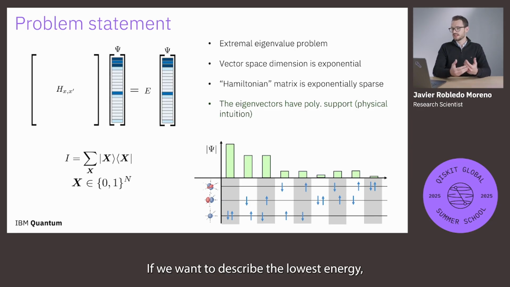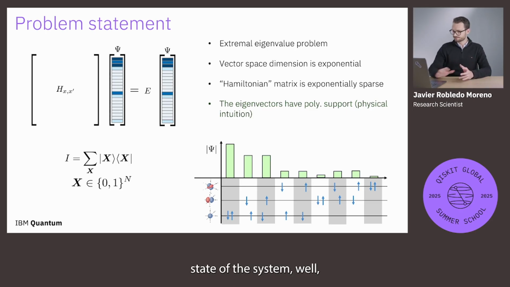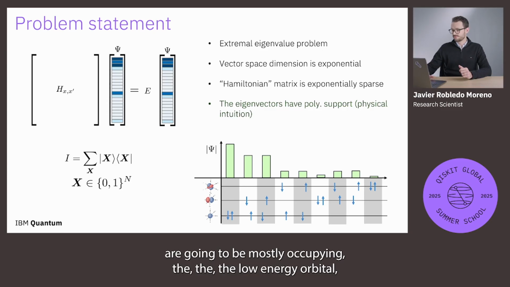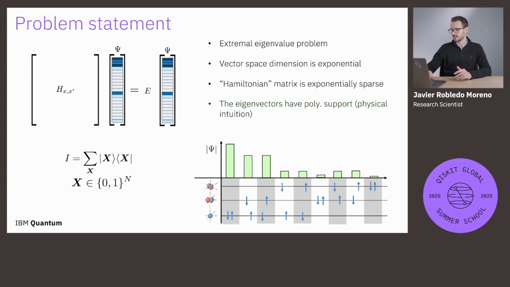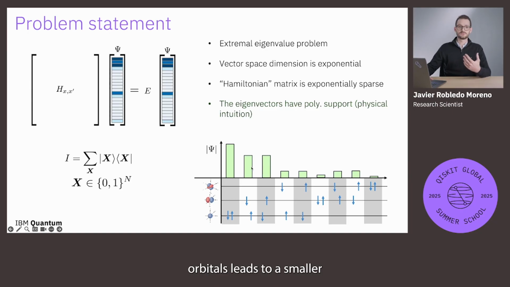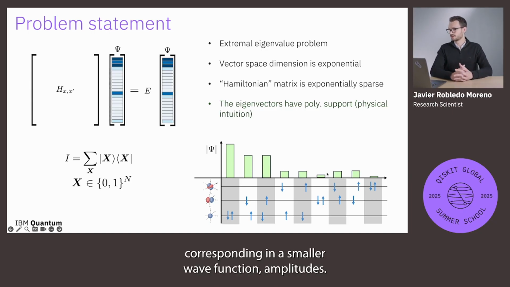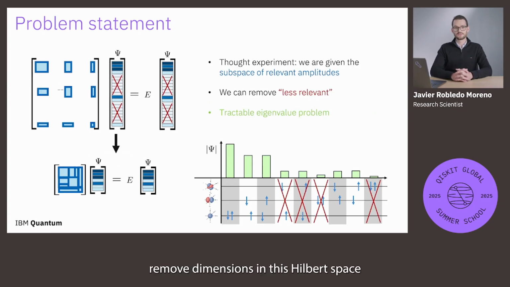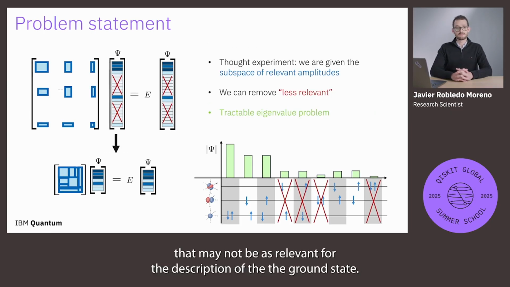If we want to describe the lowest energy state of this system, intuitively it makes a lot of sense that these two electrons are going to be mostly occupying the low energy orbital, whereas the occupancy of higher energy orbitals leads to correspondingly smaller wave function amplitudes. So this intuition, these observations, allow us to remove dimensions in this Hilbert space that may not be as relevant for the description of the ground state.